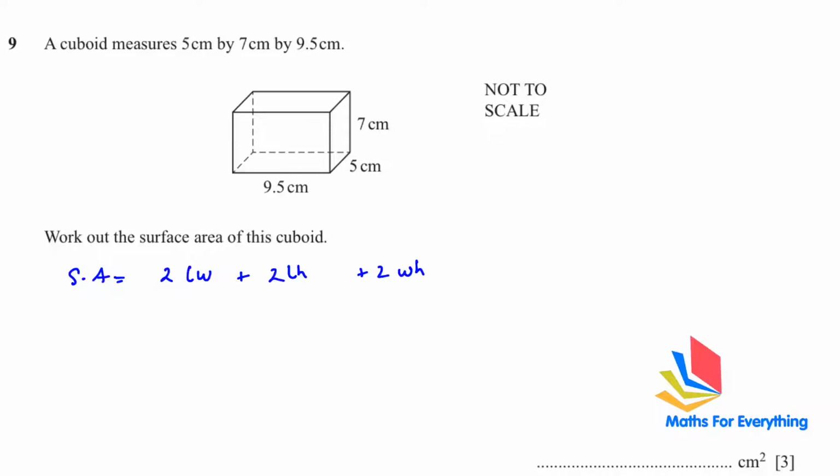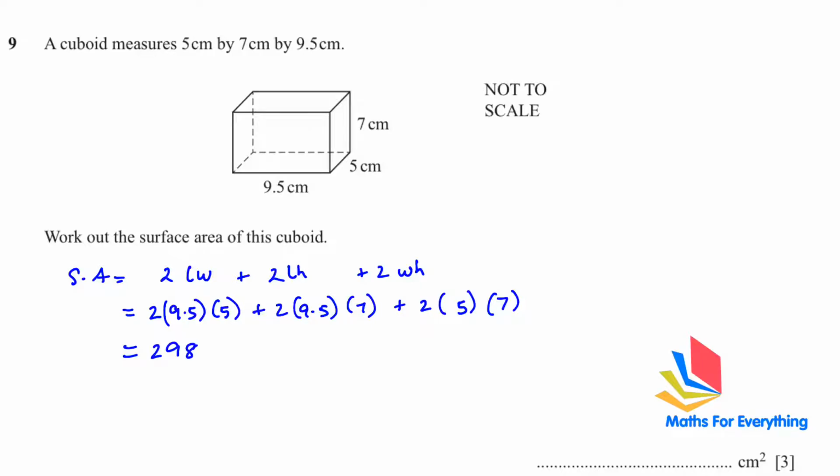So our length is 9.5 and our width is 5. And height is 7. Put the whole thing in the calculator, and we got 298 square centimeters.